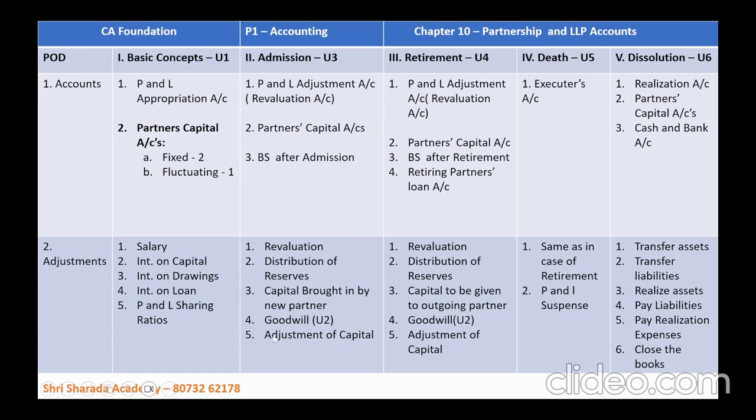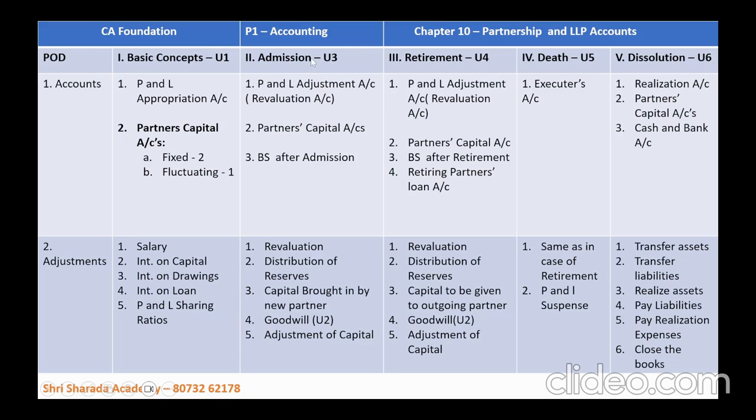What are the 5 adjustments we need to do? It is better to do it in the order only. First, you please revalue the assets and liabilities. Second one is distribution of reserves or undistributed profits. Third one is the capital which is brought in by the new partner. Fourth one is goodwill adjustments. Fifth one is adjustment of capital in proportion to profit and loss sharing ratio. So the brief summary of the admission of a partner is that we need to prepare 3 accounts and 5 adjustments. Coming to unit number 4, which talks about retirement.